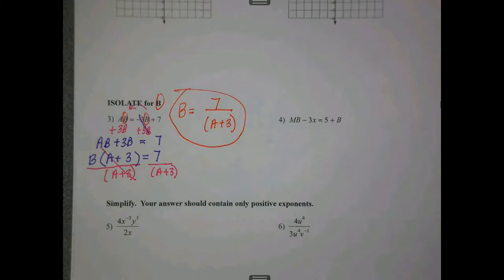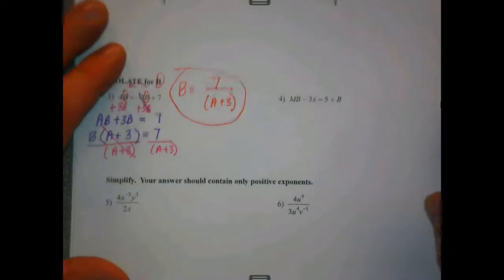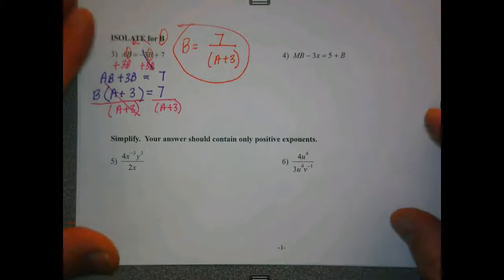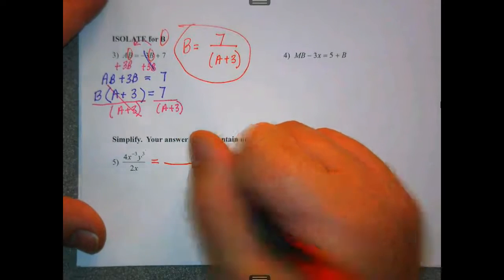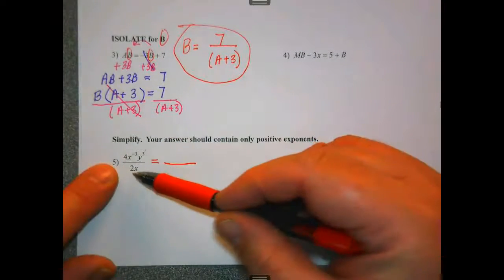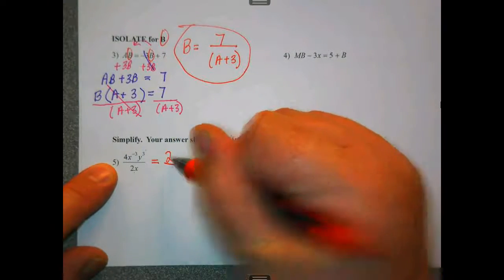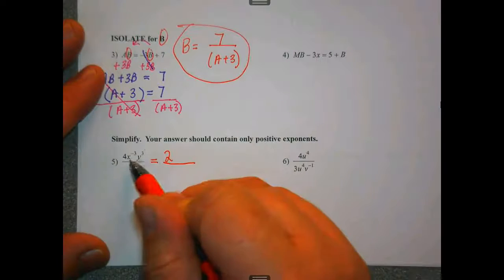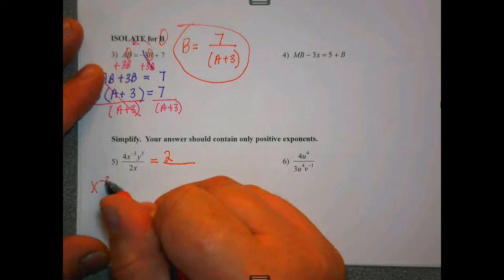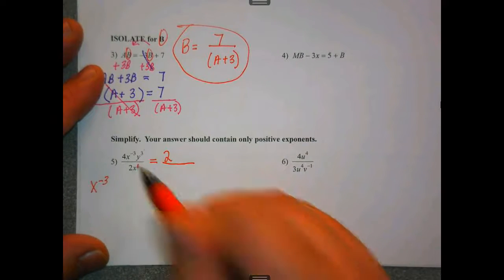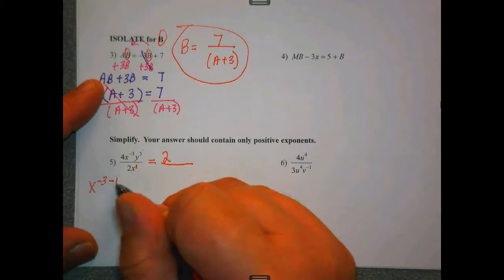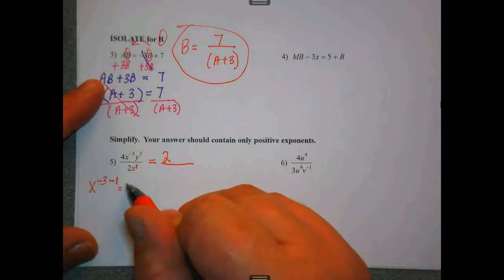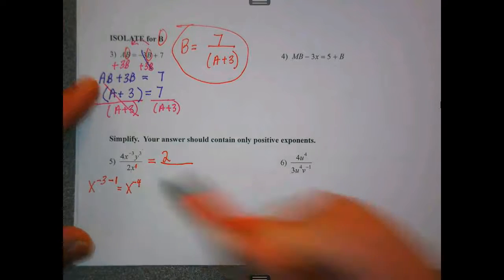Number 5, simplify exponents. You cannot have negative exponents in your final answer. Okay. Division. 4 divided by 2 is 2. I have x to the negative 3. Don't forget there's a 1 there if there's nothing there. Division, so I'm subtracting the exponents. So I have x to the negative 4.